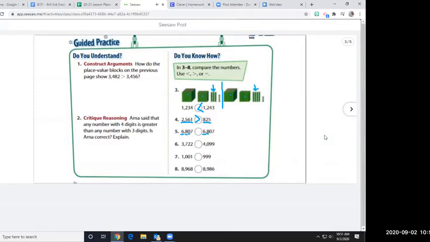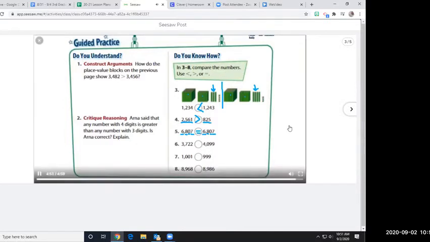So we're going to go to the next place value position, which is the tens place. It has 0 tens in both numbers. So we go to our ones place, and we can see that all of these place value positions are exactly the same in both numbers, which means these two numbers are equal.